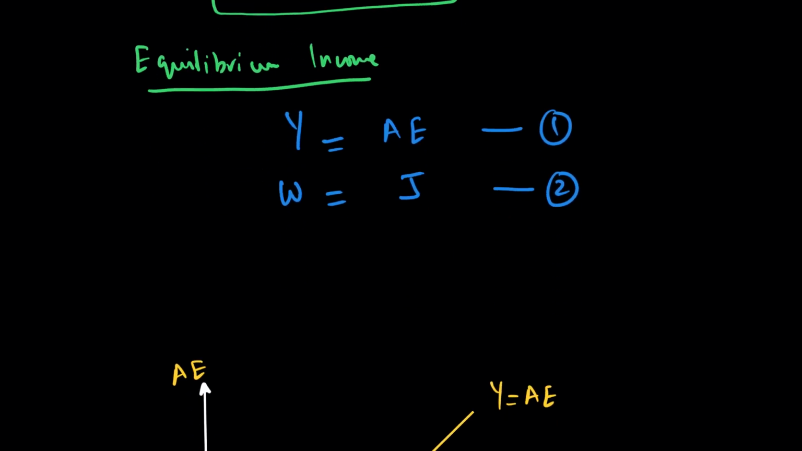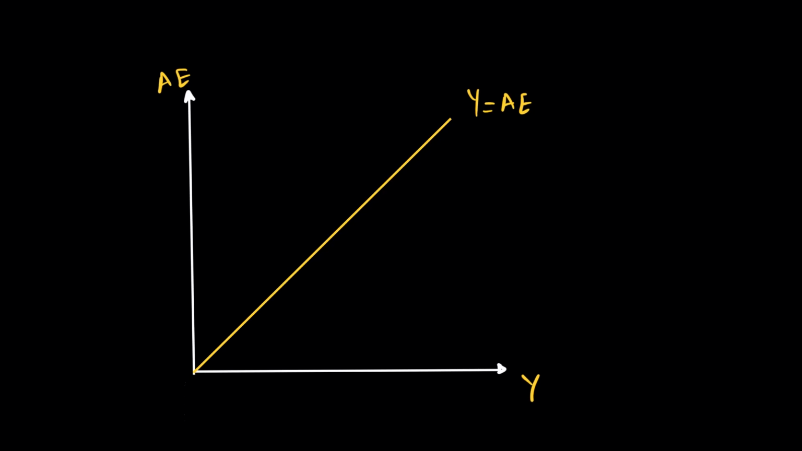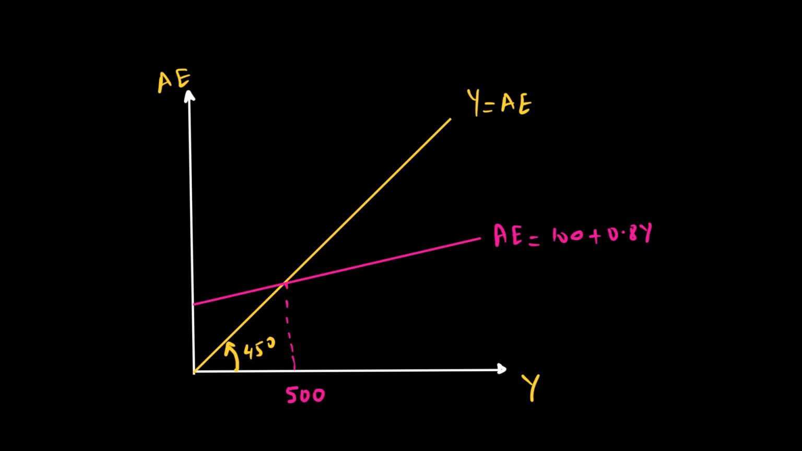For the equilibrium level of income, first we need to draw our Y equals AE line, which is the 45-degree line. So I'm going to make a 45-degree line here, which is the 45-degree income line. Prior to investment, we had only AE equal to C, and that equation was 100 plus 0.8y. We also remember from our previous video that our equilibrium level of income was at 500.